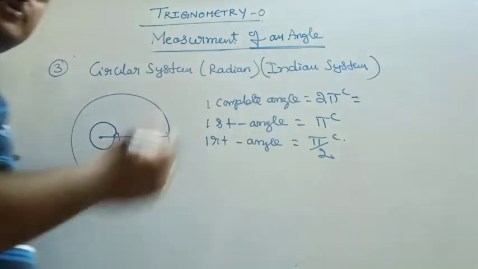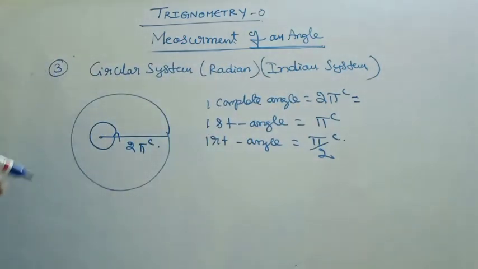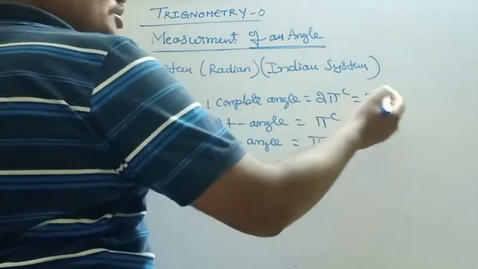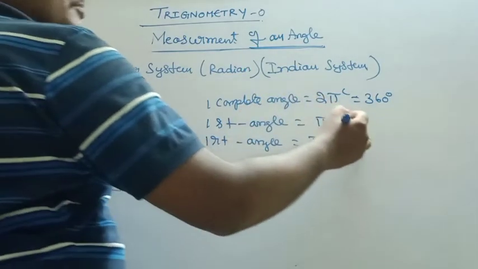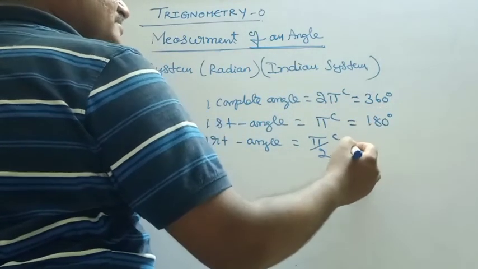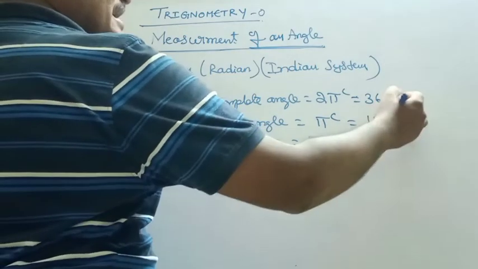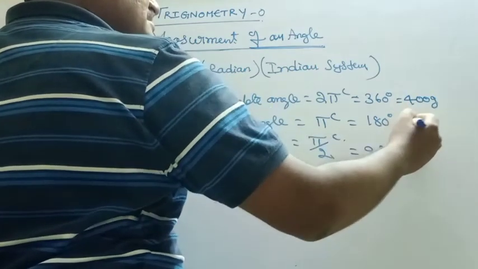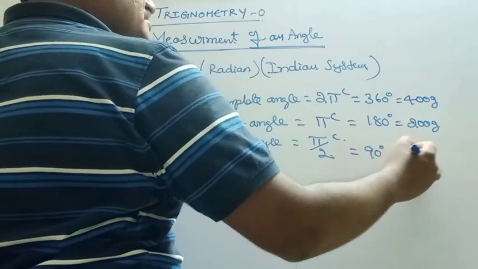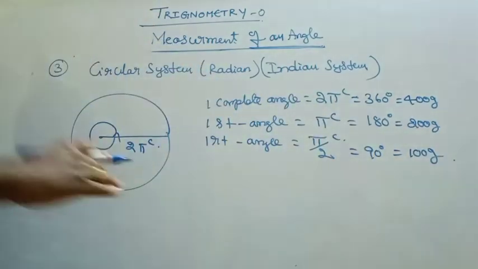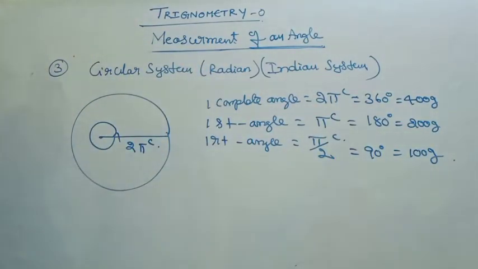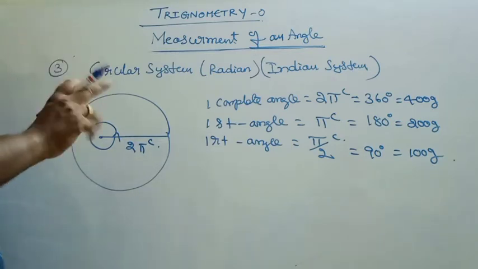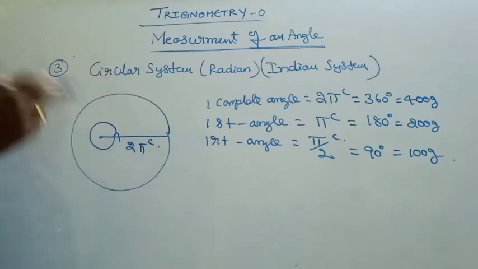Actually I told you that because we were ruled by British people, that's why we are habituated with degrees. Now one complete angle, this is 360 degrees. 2 pi radians equal to 360 degrees means pi radians equal to 180 degrees, and this is equal to 90 degrees like this. And of course in the centesimal system this is equal to 400 grades actually, and this is equal to 200 grades actually. This is equal to 100 grades. This is the relation connecting the radian system, the circular system, and the sexagesimal system, the degree system, and the grade system.